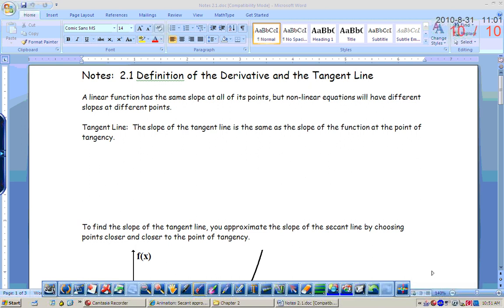All right, a linear function has the same slope at all of its points. That's why it's linear. That's basically the definition of a linear function. All of the points are in the same line, so they have the same slope. But nonlinear equations will have different slopes at different points, which brings up the concept of a tangent line.